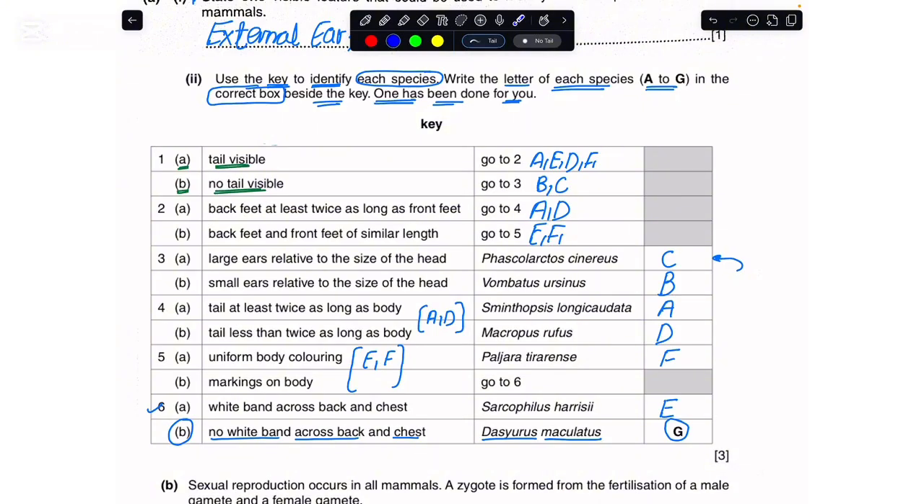So if I just come on to point number 2, here they say that you are required to be identifying the animals whose back feet are at least twice as long as the front feet. And the 2b part says that you have to be identifying those marsupials whose back feet and front feet are of similar length. So you see that I have to basically split these letters which I have written at the top into their specific columns, and then I have to follow these points to be cracking them.